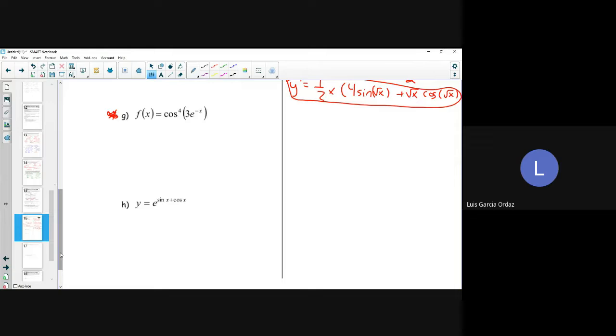So h is y is equal to e times sine x plus cos of x. So you get y prime is equal to e sine x plus cos x multiplied by the derivative of my exponent, which is cos x minus sine x. So again, try to do g on your own and try to figure that out by yourself.